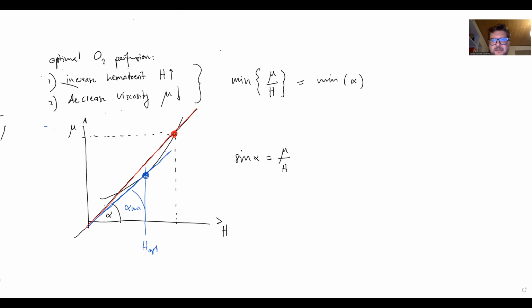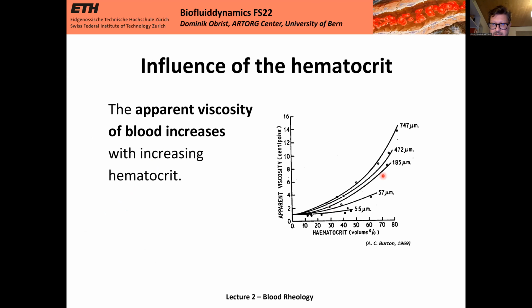If we get this concept, let's go back to the actual slides and see that we have this curve. Essentially what we need to do is draw a tangent to these curves which goes through the origin. The point where we touch the curve is the optimal hematocrit. And you probably see with your bare eyes that this will be somewhere between 40 and 50.